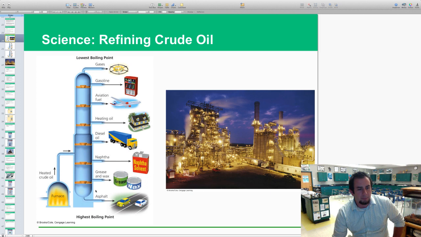If you heat it up, the highest boiling point is asphalt, the raw material that goes into making asphalt. Then grease and wax and solvents, then diesel oil, heating oil for your homes, then aviation fuel, gasoline, and then natural gas is on the top. These go from the highest boiling point to the lowest. As the oil is heated, it separates into these things based on boiling point.